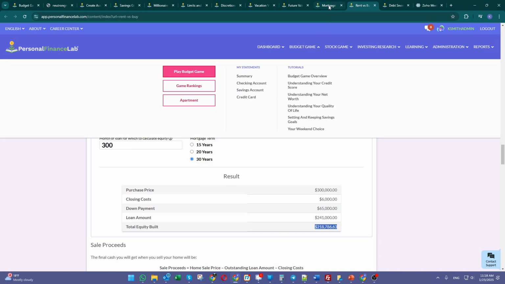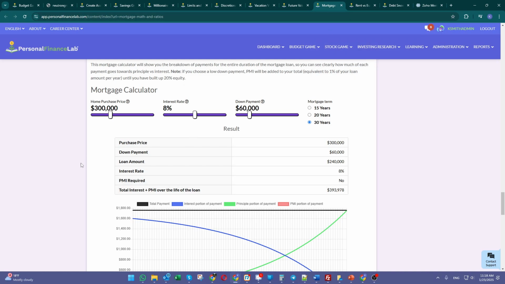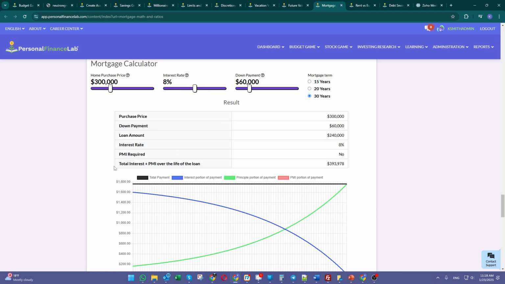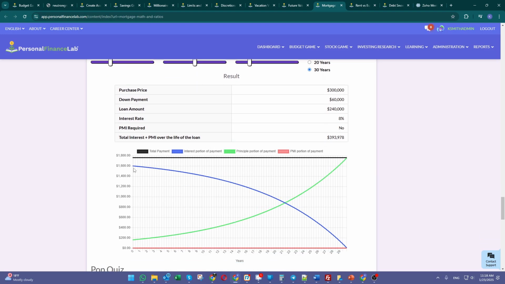That one applies directly to the next calculator, which is part of our mortgage math and ratios lesson, which shows them explicitly how much of each monthly payment they're making goes towards principal versus interest. And they can see how these curves shift over time.